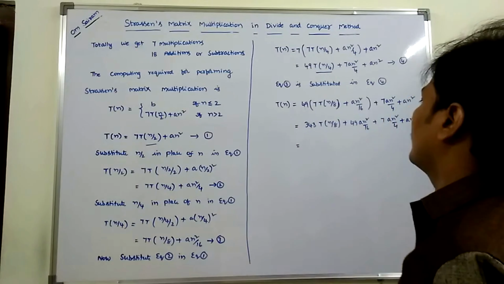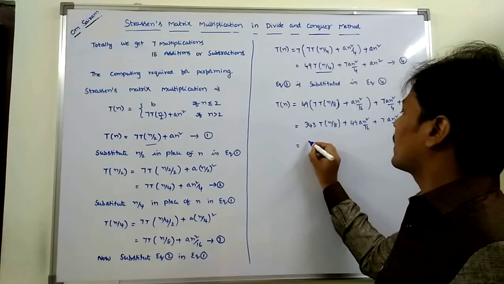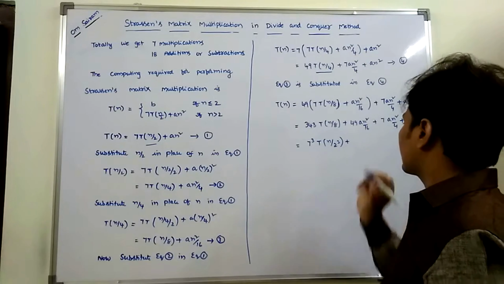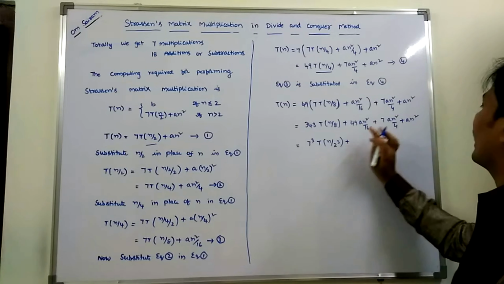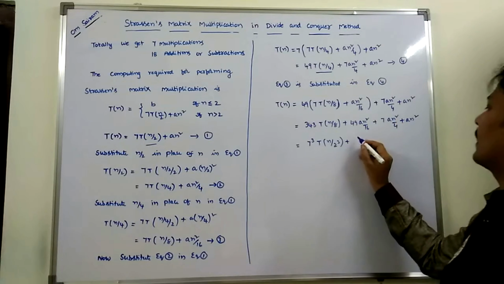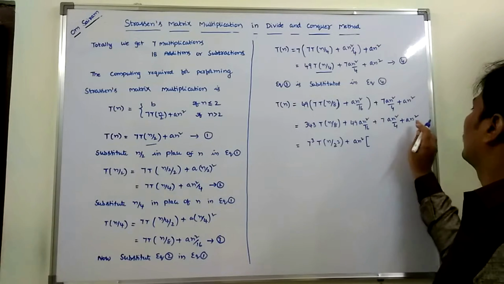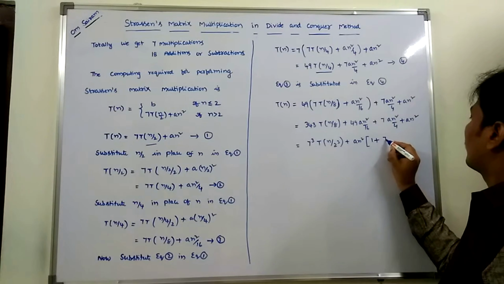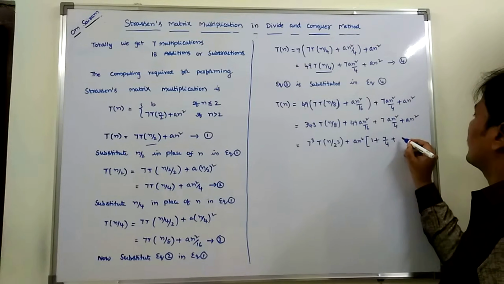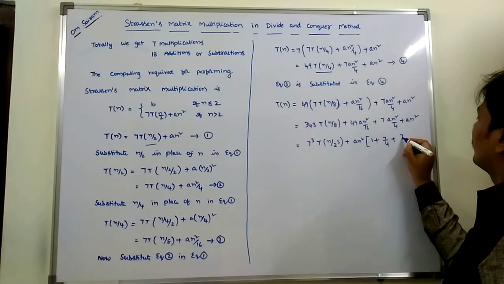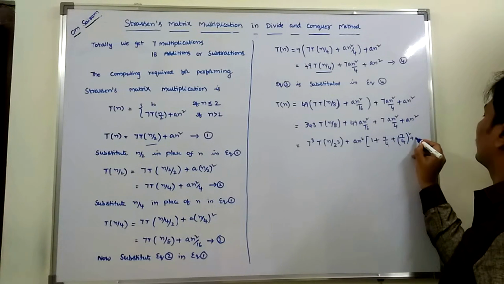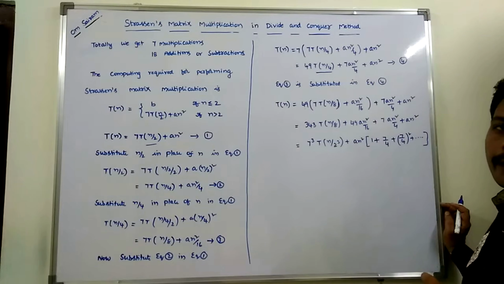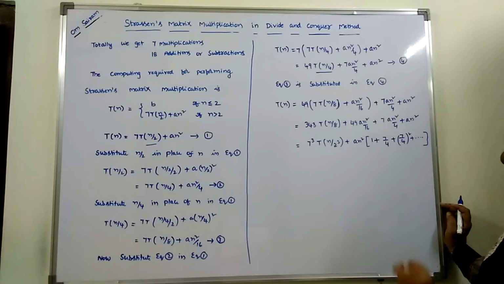Now it can be written as 343 can be written as 7 cube t of n by 2 power 3 plus, now we have to take a n square common. Here a n square is there, a n square is there, a n square. So a n square is common. So this is a n square into 1 plus 7 by 4 plus 7 by 4 whole square. Okay, 49 by 16 is nothing but 7 by 4 whole square.